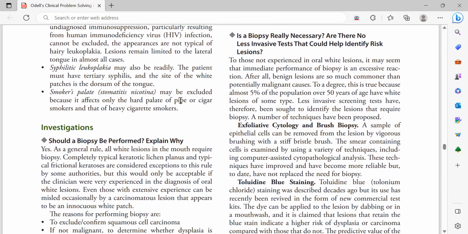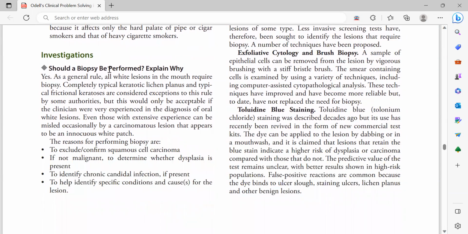It generally happens like a pinpoint projection, and that can happen due to either pipe or cigar smokers or heavy smokers. So what investigations would you do? You would do the biopsy, okay, to rule out if it is a carcinoma, or what is the stage of the dysplasia or the malignancy.